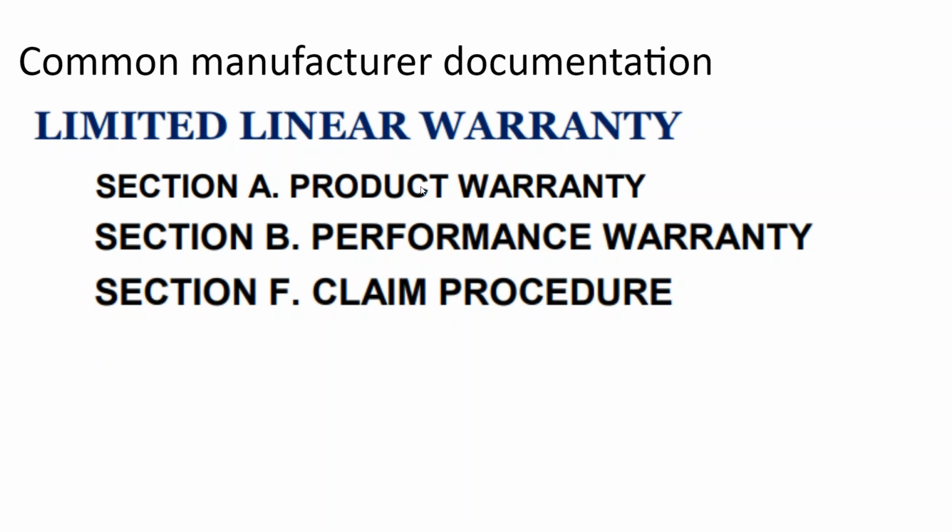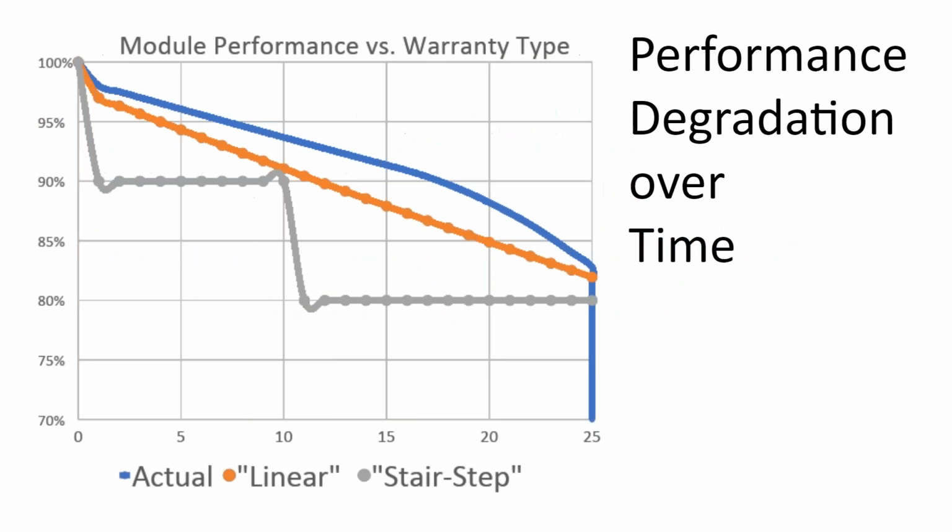Just remember there's the product warranty and then there's the performance warranty. And that's the one thing about the performance warranty: if the performance is dropping off within the 25-year time frame, then they may replace the module or they may just cut you a check for the difference.